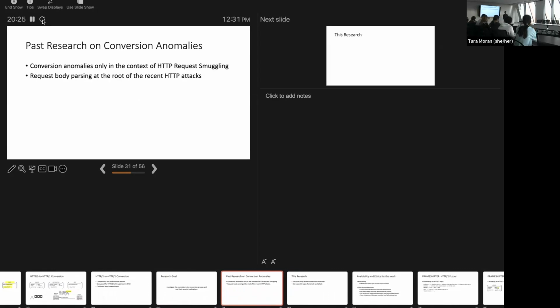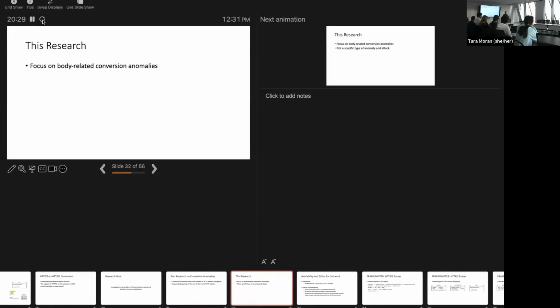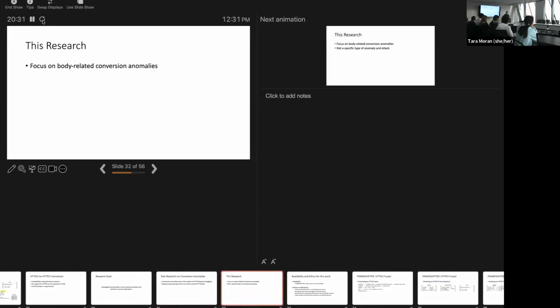So request body parsing was at the root of the recent HTTP attacks that people have looked at. So in this research, we are focusing on body-related conversion anomalies that nobody had looked at. So we look at everything, including these headers, but including the body as well, right? Can we actually play around with the entire packet and make it lead to some conversion anomaly? And if it does, what does that actually mean, right? Can that actually lead to a security problem? This is something we wanted to understand.